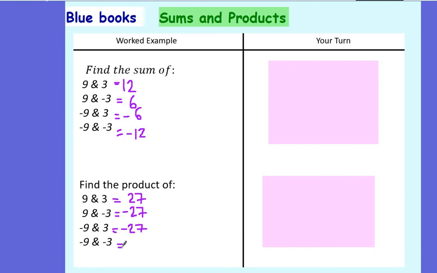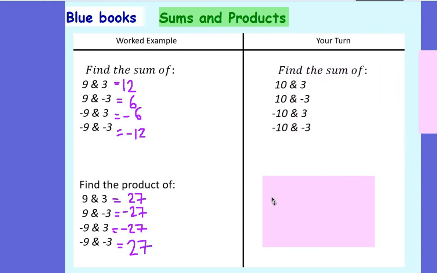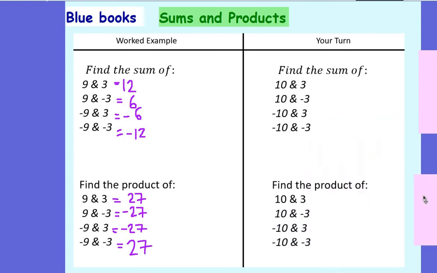And for the last one, I've got a negative times a negative. That's going to give me a positive, so positive 27. Over to you guys in your dark blue books. Please find me the sum of these and the product of these. Pause the video for a minute and work those out now, please.